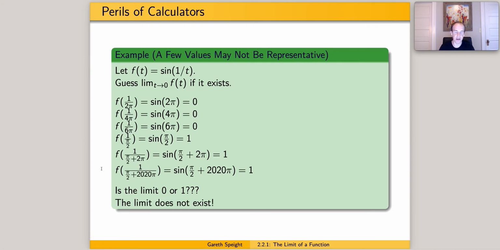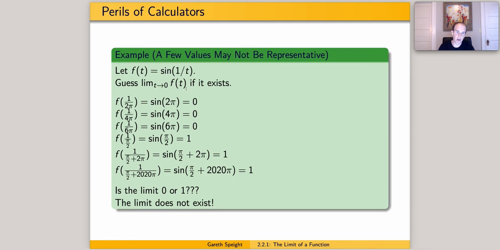And the answer is the limit does not exist, because remember when we talked about limits, there was only one number that could be the limit of a function at a given point. So what would it mean for L to be the limit of f as t goes to 0? So we're trying to understand the limit as t goes to 0 of f of t. There should be a number L, or if there is no number L which is the limit, then we say the limit does not exist.